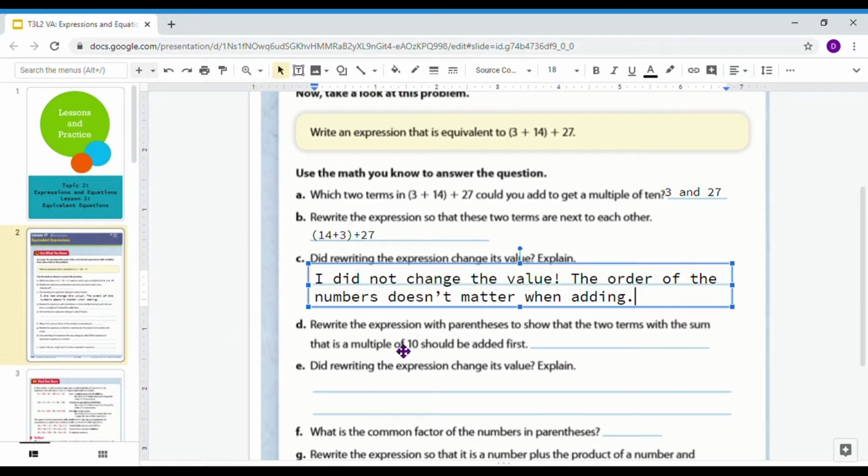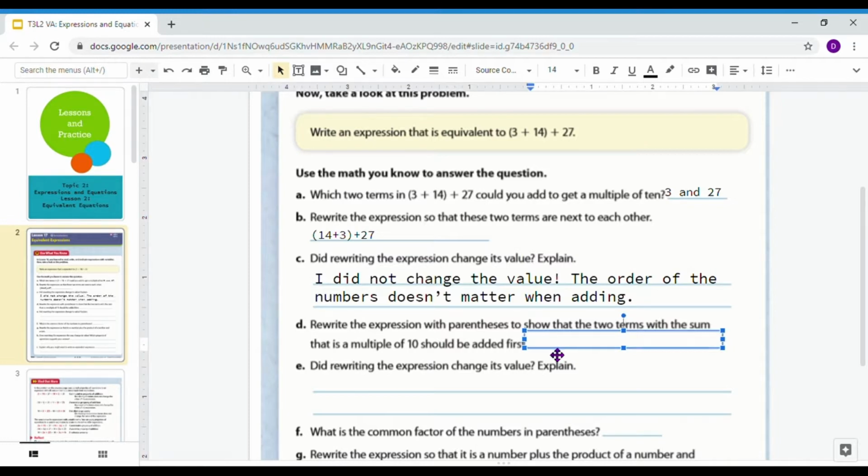So part B says rewrite the expression with parentheses to show that the two terms with the sum that is a multiple of 10 should be added first. Okay, so now I'm moving things in and out of my parentheses. I'm going to leave my 14 out of the parentheses and do 14 plus, and then I'm going to show by putting 3 plus 27 in parentheses, I am showing you the first step. I'm basically saying, hey, look over here and do 3 plus 27 first. It's in the parentheses, so if you're doing order of operations, you would do that first.